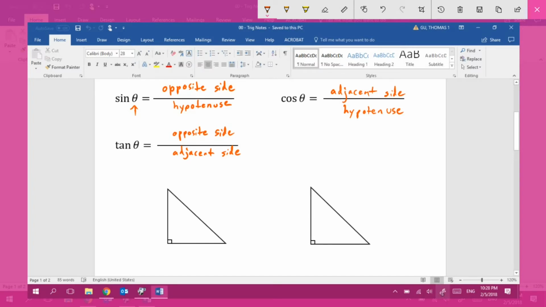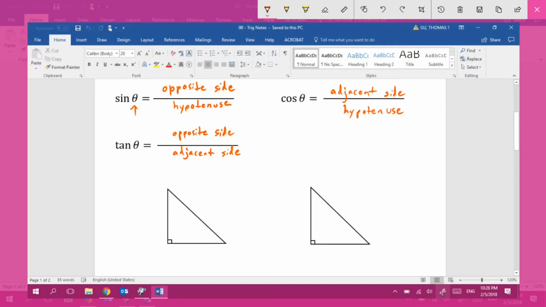Alrighty, so let's see here. This is what these all mean. The sine of theta is gonna be the opposite side over the hypotenuse. The cosine of theta is going to be the adjacent side over the hypotenuse. And the tangent of theta is going to be the opposite side over the adjacent side.